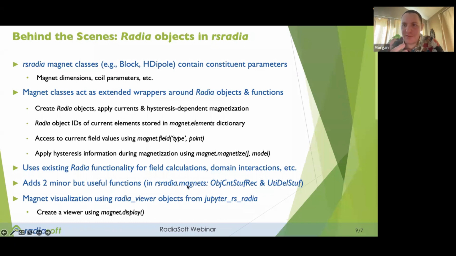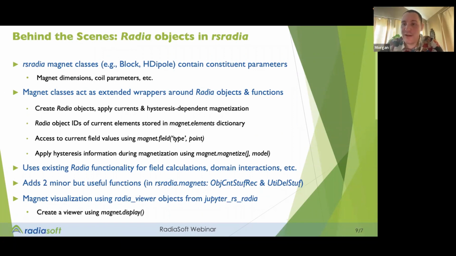I did, just for the purpose of creating these classes, we did add two minor but useful functions. It's just sort of this recursive object container enumerator. So currently in Radia, you can see all of the objects in an object container, but each of those objects may also be itself a container. So this just returns all of its contained objects recursively. And then UT_del_stuff calls this container function, but then just deletes everything in the entire tree.